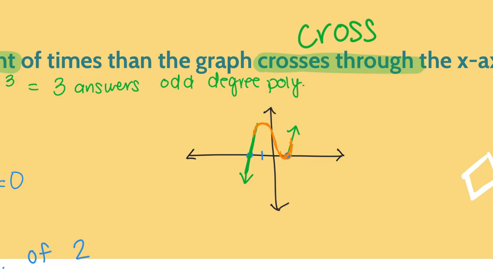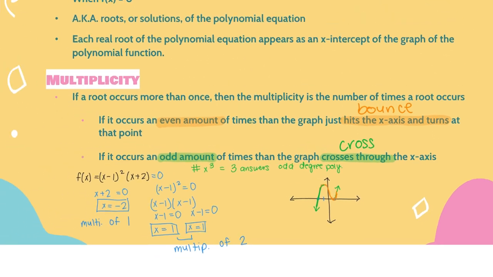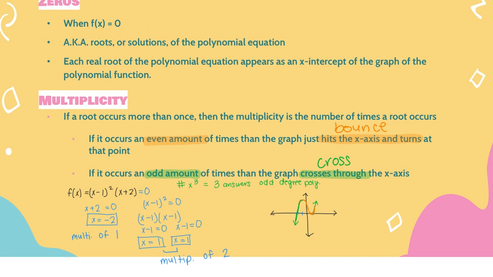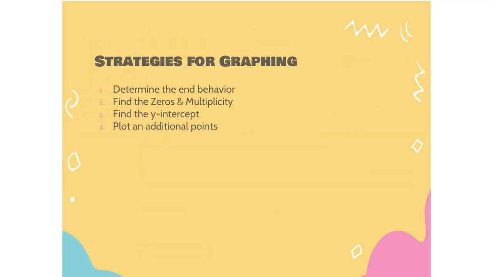So you have to know the difference between if it's an even or an odd multiplicity. We're going to get into the example, and it'll make a lot more sense once you start using it. There are strategies to this. There are steps. We're going to do these steps in an order that works out. We are not going to be plotting additional points, meaning plug it in. You really only have to focus on these three: determine the end behavior, find the zeros and multiplicity, and find your y-intercept.